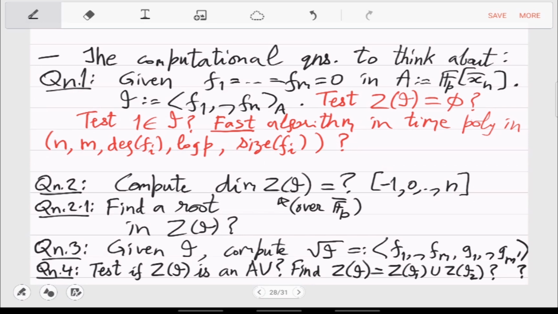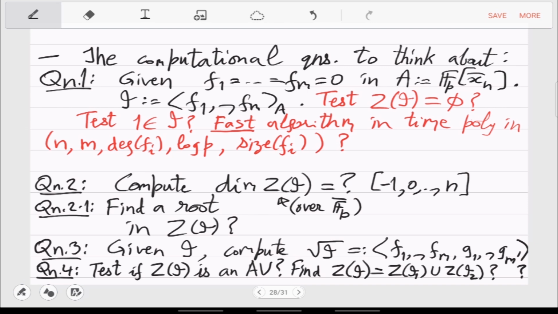But you can convert this into an algebraic question, which is testing whether Z of I is an affine variety is equivalent to testing whether I is a prime ideal. And decomposing the zero set of I will be like, so I will not be prime, and you have to write it as the intersection of two ideals, I1 intersection I2. So that would be factoring of an ideal. It's a factoring question.